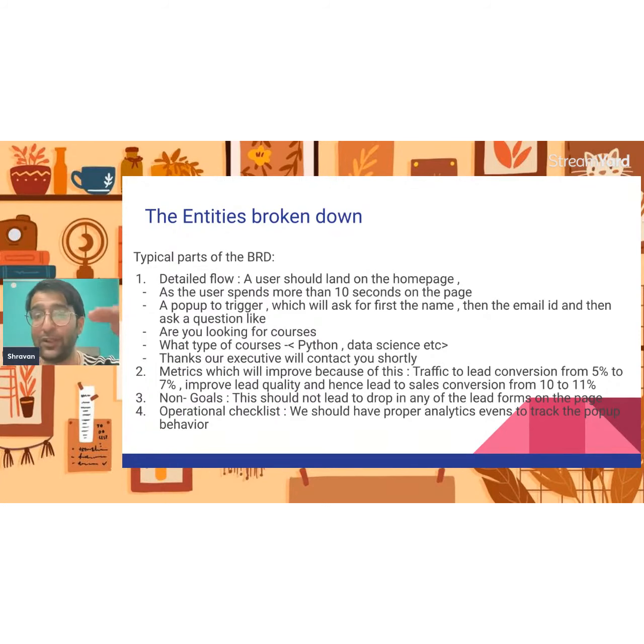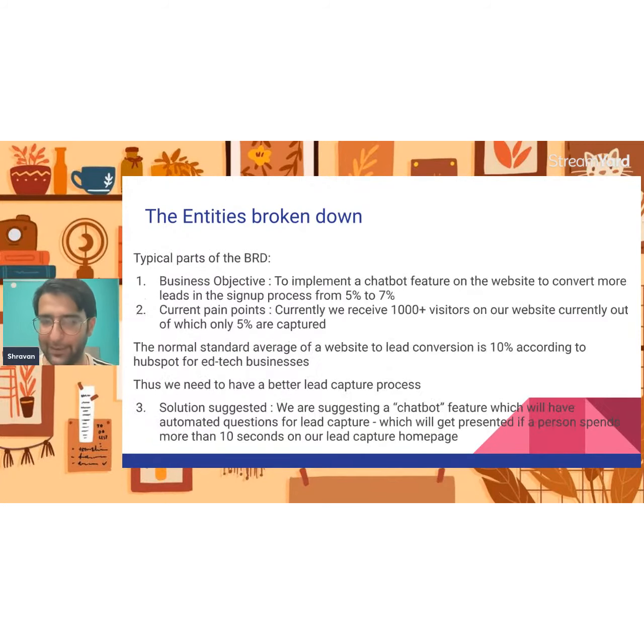Once this detailed flow is done, okay, Ankit, I will repeat back. I'm going back to the previous point. The first is the business objective: we should improve our business conversion from 5% to 7%. The second is the current pain points: right now, we are only capturing 5% out of the 1,000 plus visitors which come to our website. Then the business will say that in a typical edtech business, this percentage is 10%. Since it's 10% and we are at 5%, this is the solution that we are suggesting. What is that solution? It is the chatbot feature that we want you to implement.